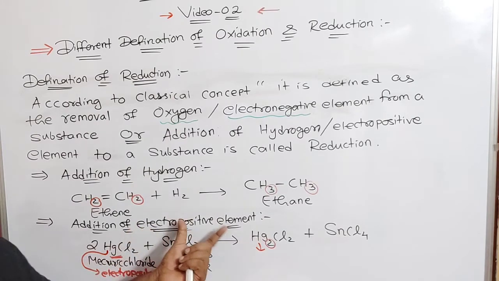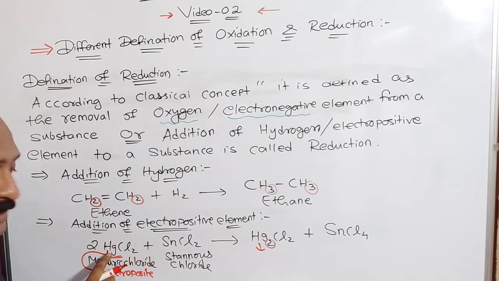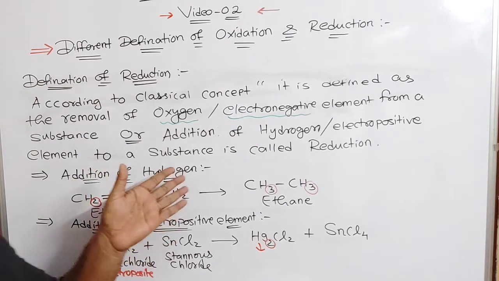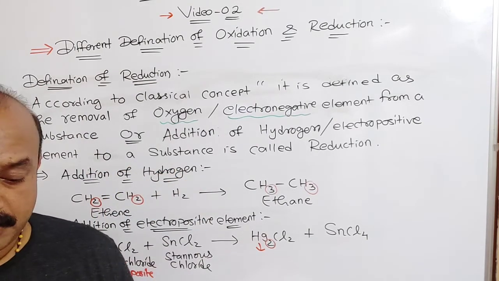That is addition of electropositive. You see Hg here is 1, here Hg is 2. Understood this thing? Okay. So addition of electropositive element to a substance is called reduction. So these are the 4 things we have discussed till now. You can write down the definition and the 4 examples we have seen one by one.